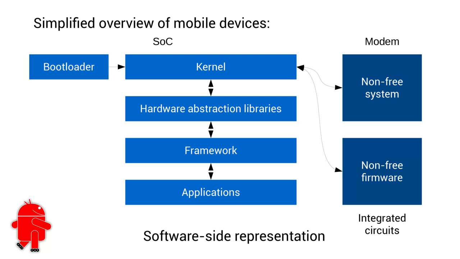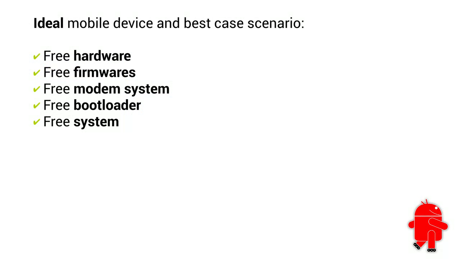They're usually very small. So considering the very best case scenario, the ideal mobile device, well, that would be a device that complies with the following points. First, it would have to be free hardware. That means that one could access all the schematics of the hardware. One could modify it and create a new version of the hardware, either modified or not, but one that would match the schematics. Then we would also need free firmwares, because, well, that's software that's running inside the chips, and it should be free as well.